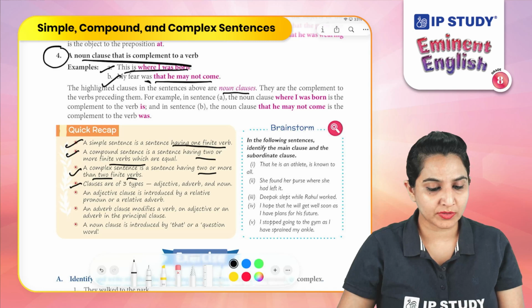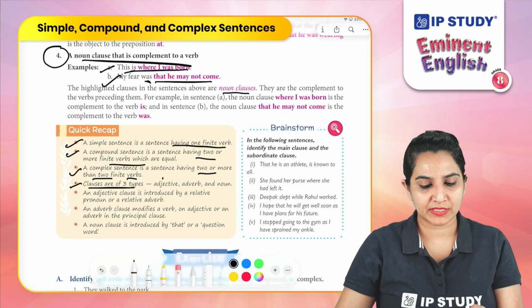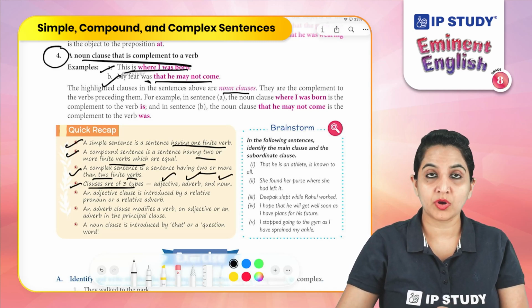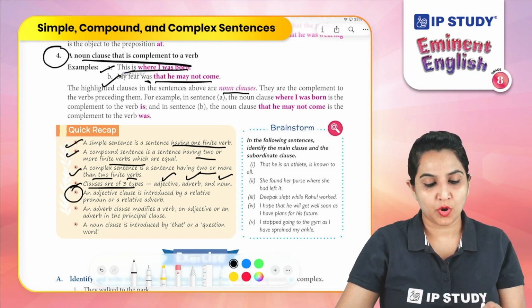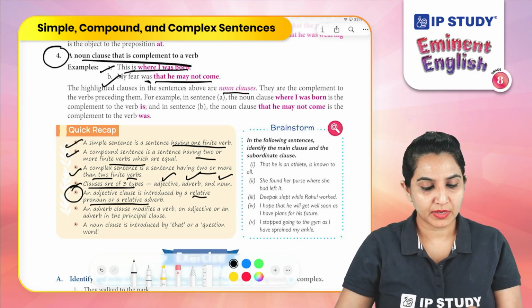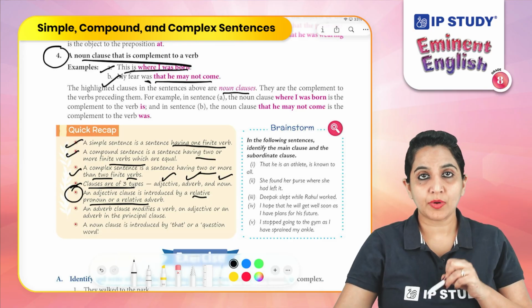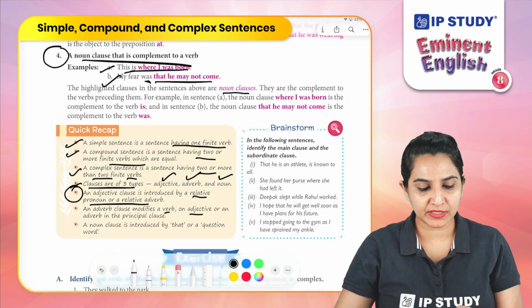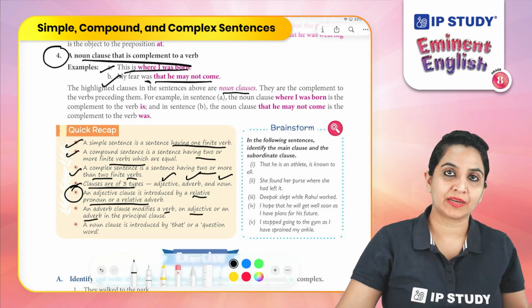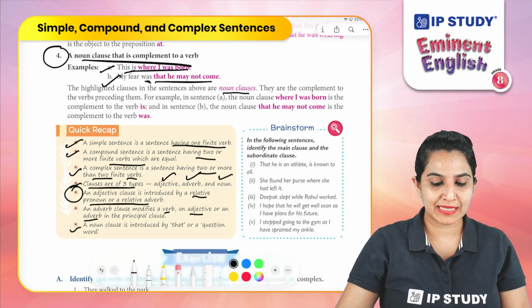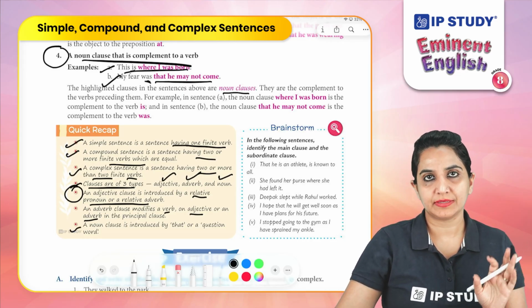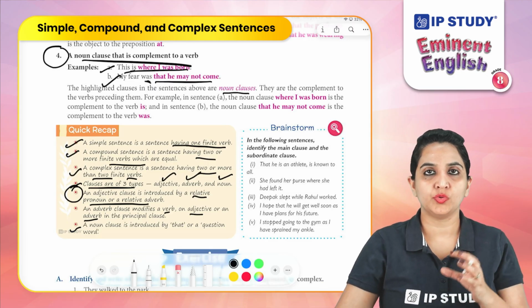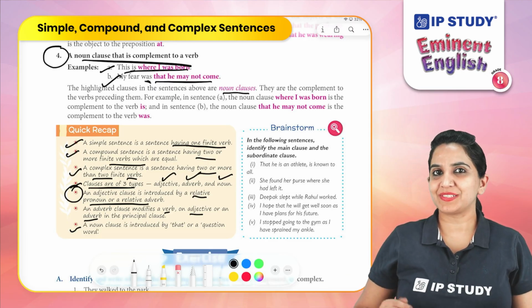That is why clauses are of three types: adjective clause, adverb clause and noun clause. An adjective clause is introduced by a relative pronoun or relative adverb. An adverb clause modifies a verb, an adjective or an adverb in the main clause. A noun clause is introduced by that or a question word, right? So by that, which, who, whom. So that was all about sentences.